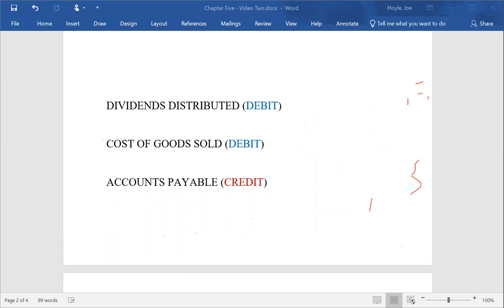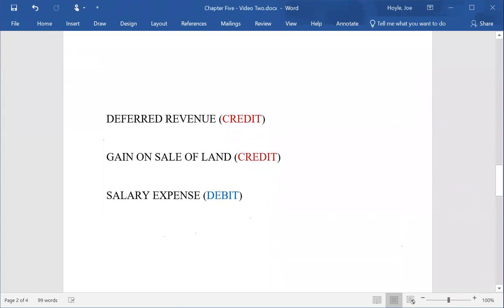Is there anything there that you are not comfortable with? We're trying to establish exactly what you need to know to do well in this course. Here's our next three: deferred revenue, gain on sale of land, salary expense.